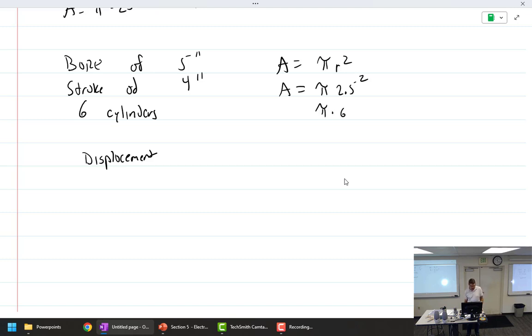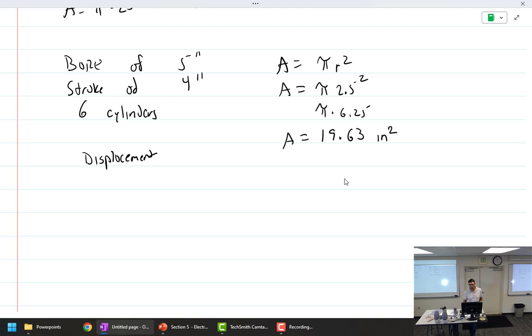Pi times 6.25. So times pi equals, and I get the area of that piston equals 19.63 inches squared. Everybody got that? Know how I got that? Nobody's lost. Everybody's good. All right.